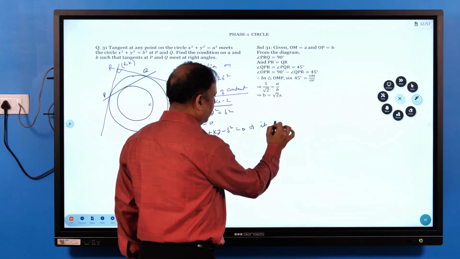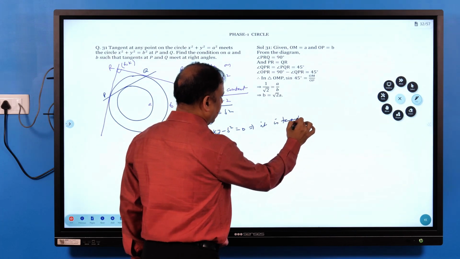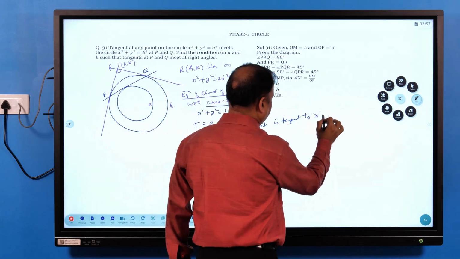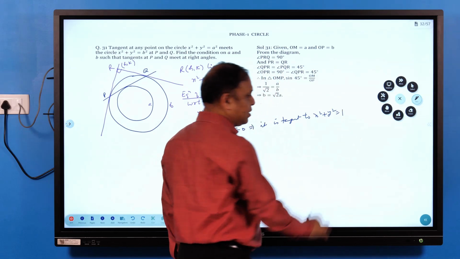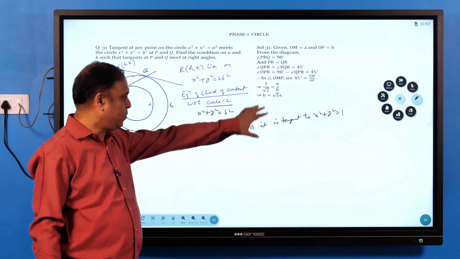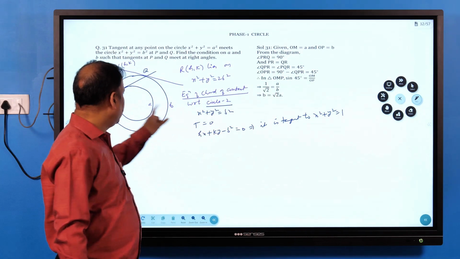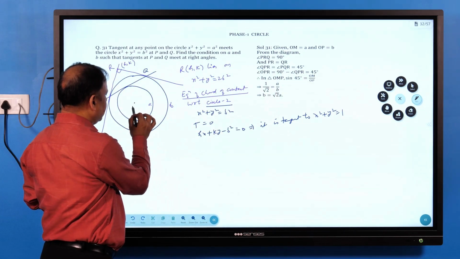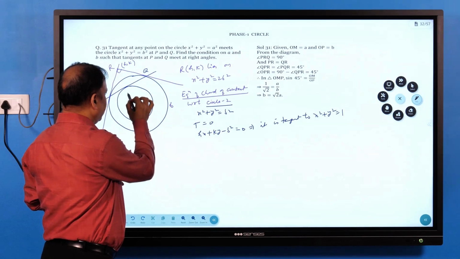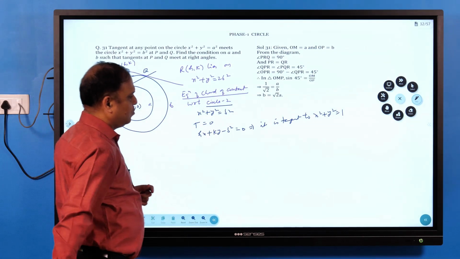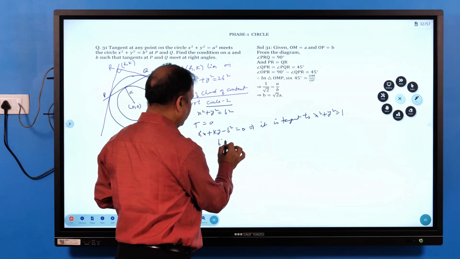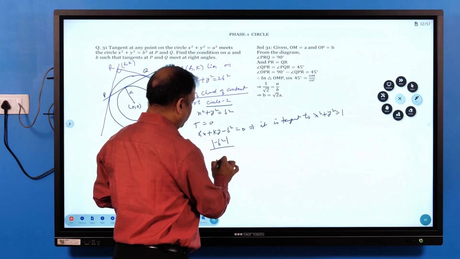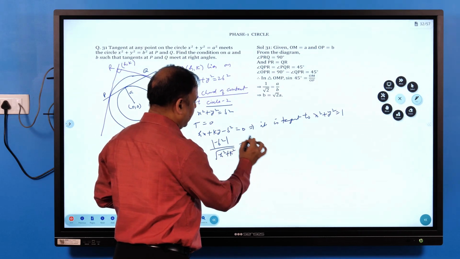Now it is a tangent to x square plus y square is equal to a square. It is tangent to that circle. So the distance from the center, this is 0, 0, the center of the circle, radius is a. So b square upon root of h square plus k square must be equal to a.